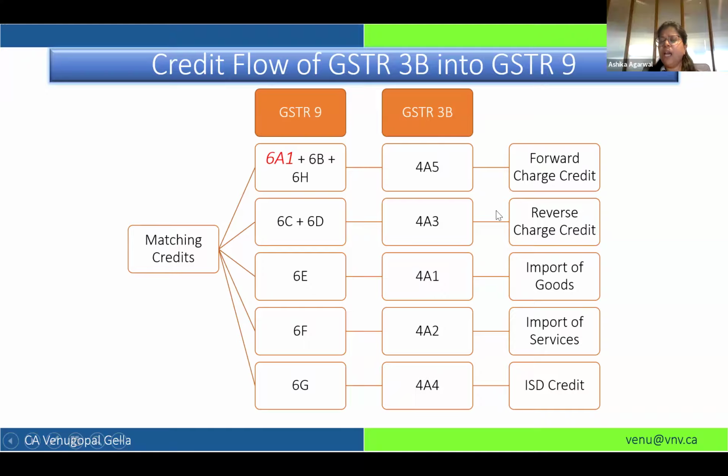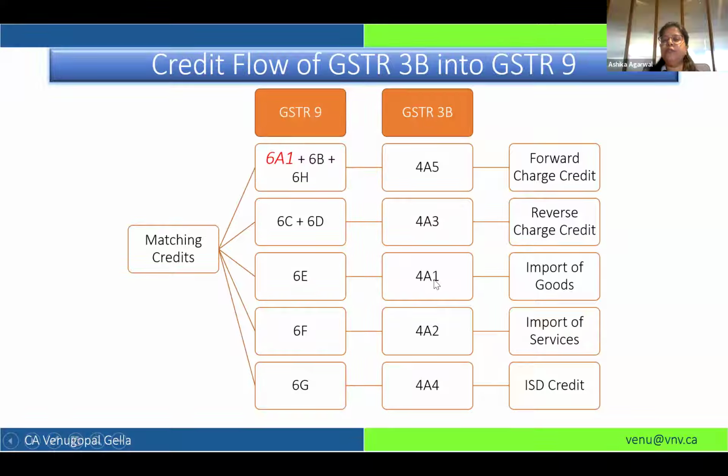Now RCM. RCM we report in 3B in one table only, 4A3. But when it comes to 9, they have divided it into two tables, 6C and 6D. 6C deals with unregistered, 6D deals with registered. Very simple. The data of RCM which is auto-populated in 2B is a registered RCM that you will report in 6D. And apart from that, whatever balance ITC you have paid will go in 6C. So from 4A3, you will get your RCM ITC detail for GSTR 9.